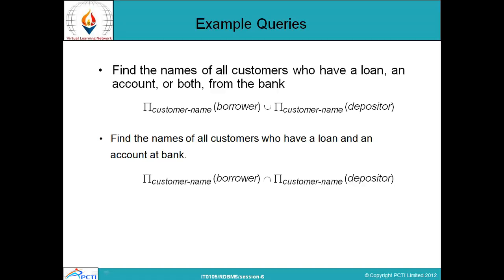And the next query: find the names of all customers who have a loan and an account at the bank. That means it should be common to both tables. So we use the intersection symbol here: customer name in the borrower as well as customer name in the depositor.